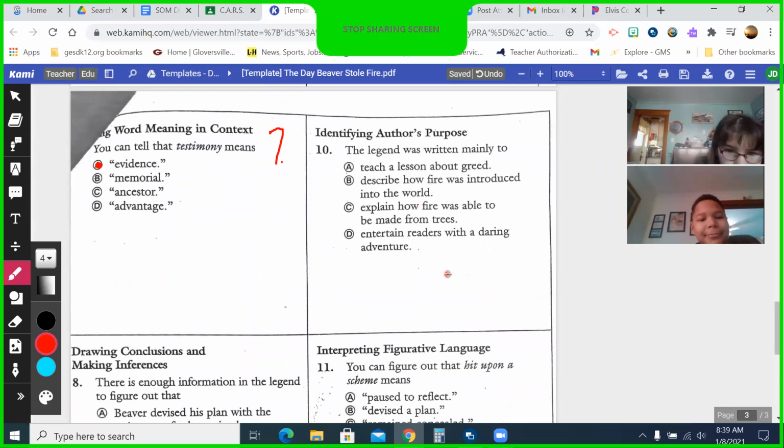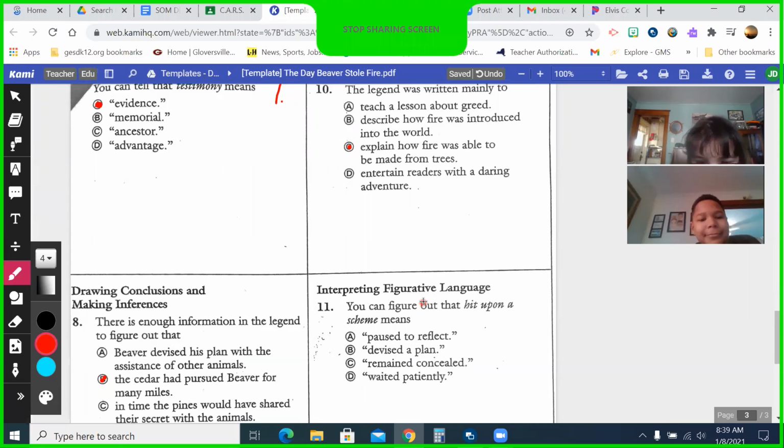Number 10, the legend was written mainly to, and the correct answer is C. Explain how fire was able to be made from trees. It's a whole story of how the day Beaver stole fire. Look at the title. The title could be your proof. Right? Yeah.